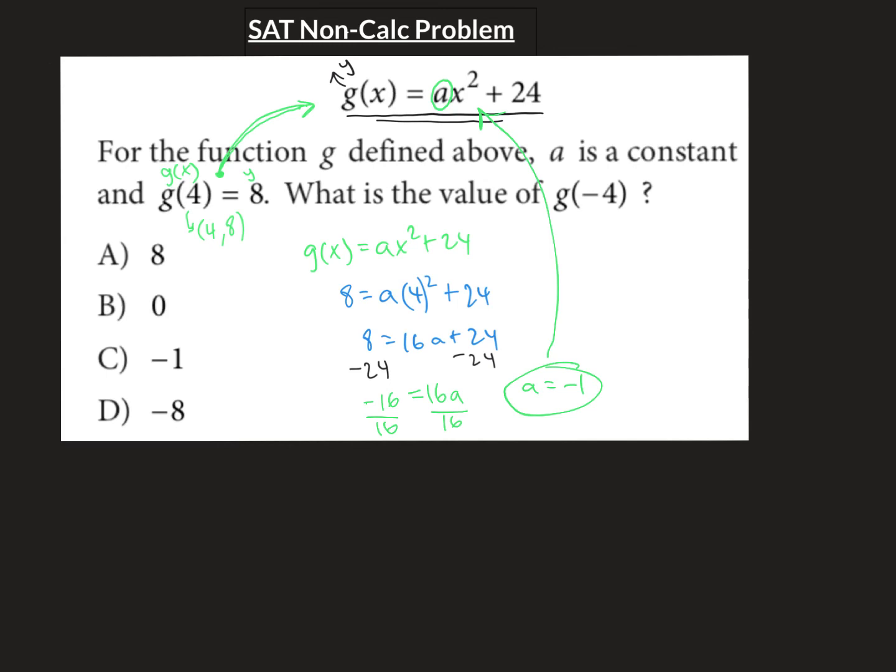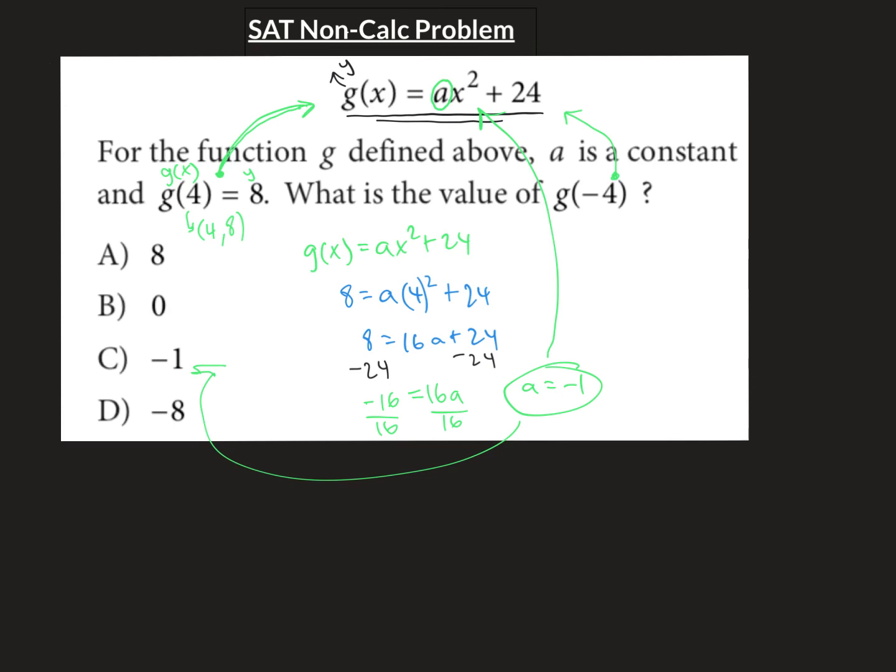Now make sure you write out these steps, because sometimes if you lose focus, there's a chance that you could accidentally choose option C, because you see that you got negative 1, and then you might forget that we actually have to sub in g of negative 4 back into this equation. So be careful about that.